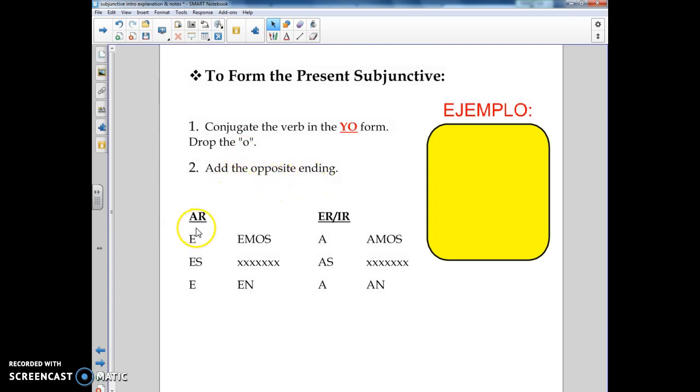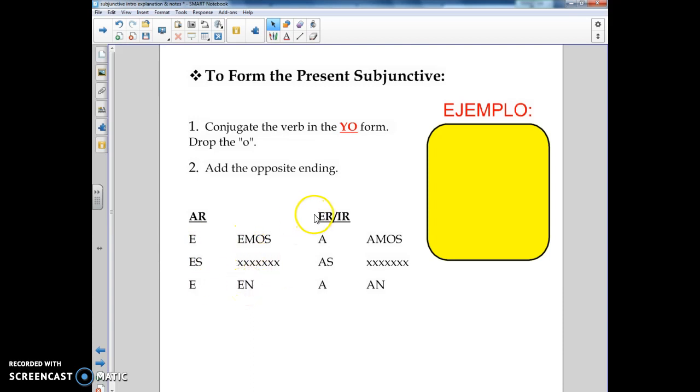When I say opposite ending, if you take a look down here, with AR verbs, you'll notice that normally your endings are o, as, a, amos, an. So notice now we're using ER endings for AR verbs. And then you'll also notice that the yo form is no longer an o. The yo form is going to be the same as the él/ella/usted form. So your new AR verb endings are e, es, e, emos, en.